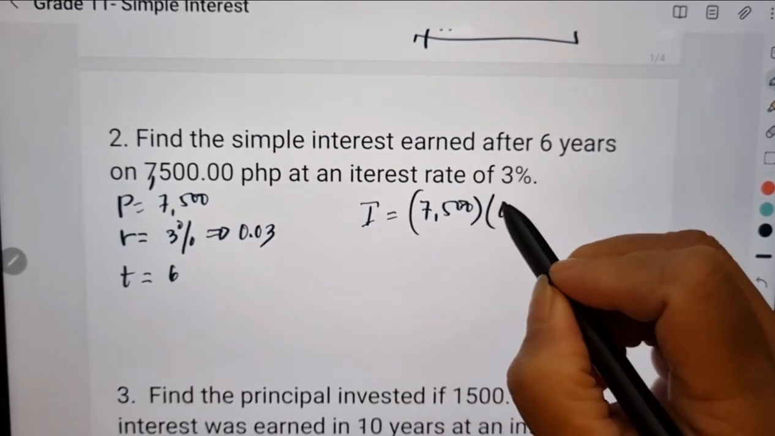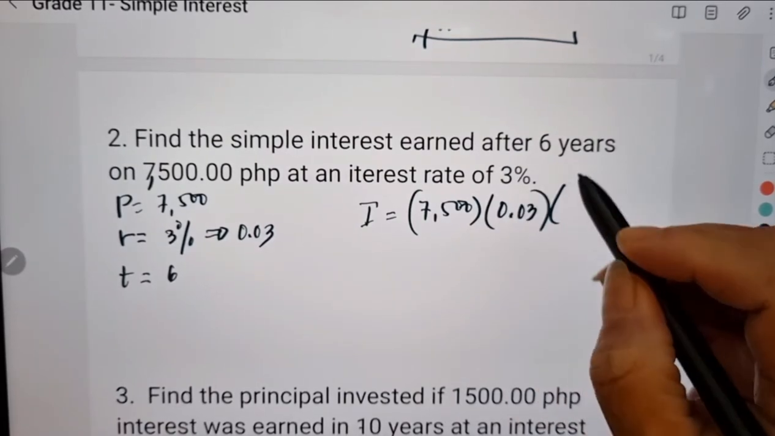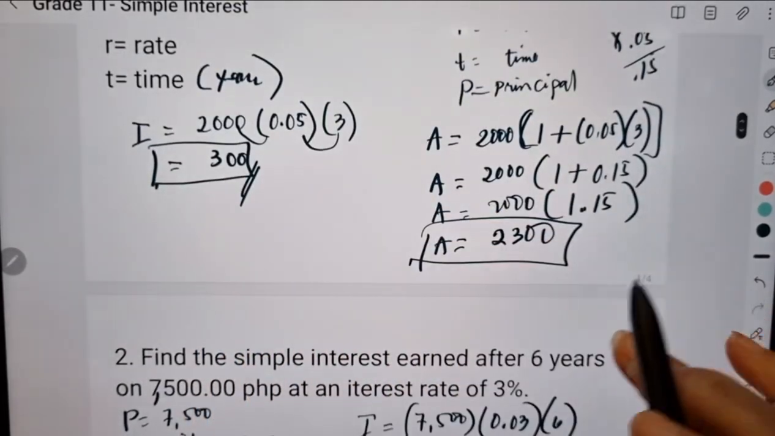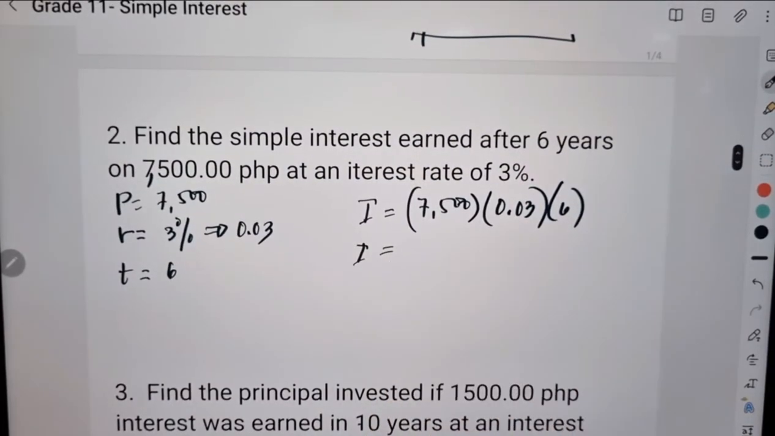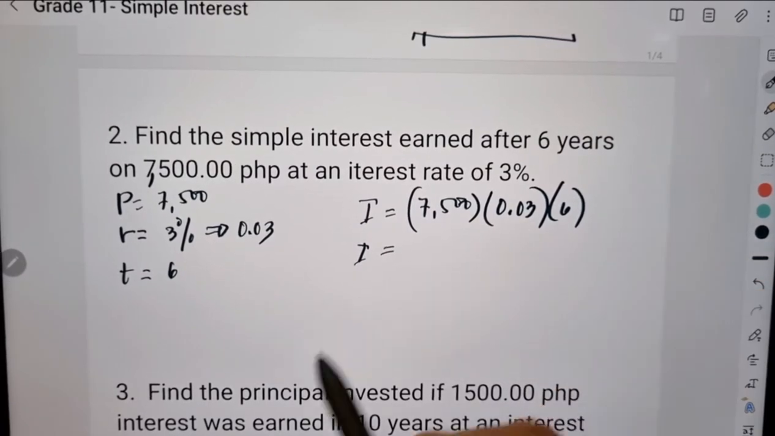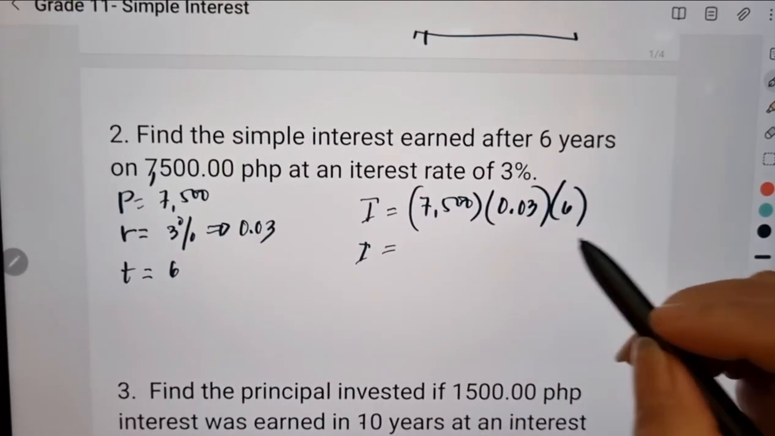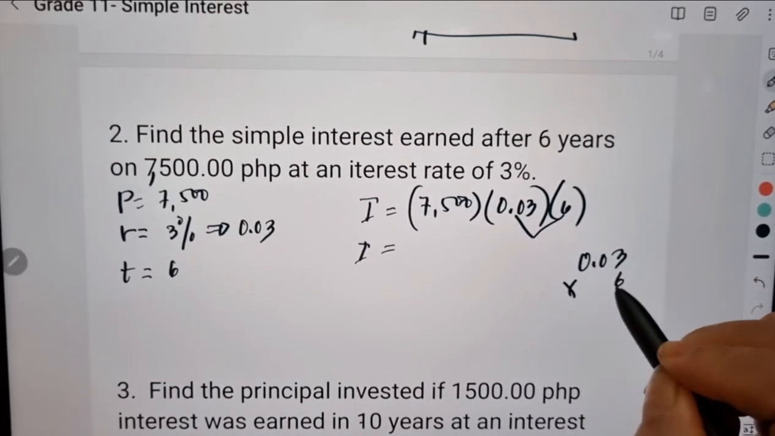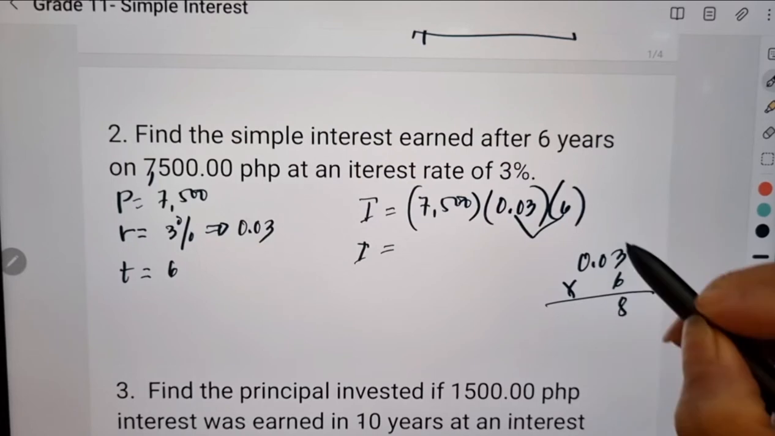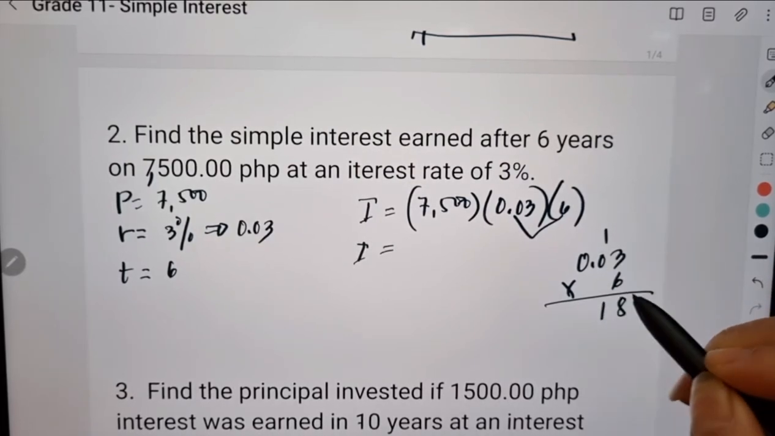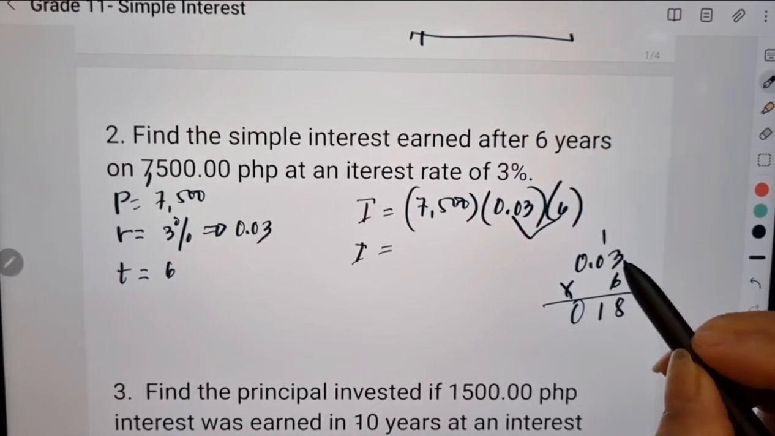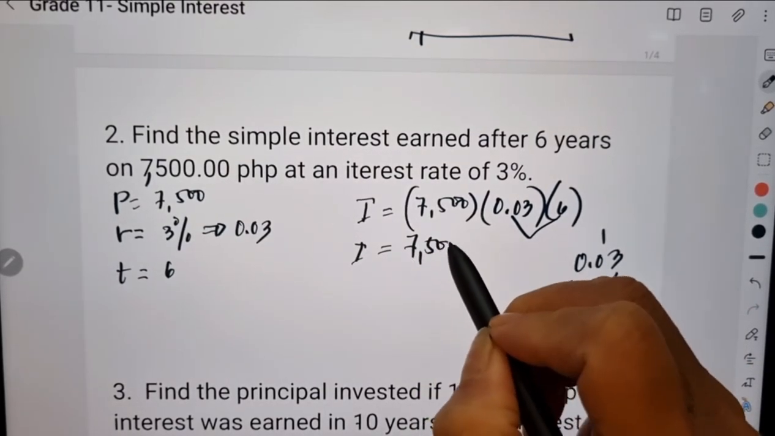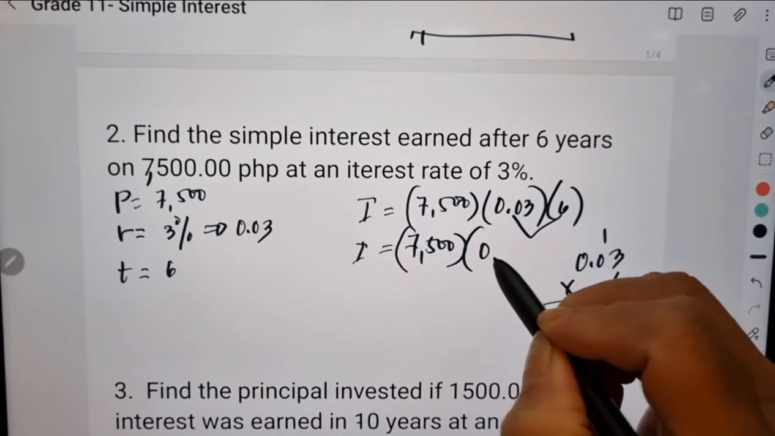Okay, so apply lang natin, interest is equal to principal 7,500 times yung rate natin na 0.03 at yung years natin na 6 years. So, ganun lang, multiply lang yung tatlo. Okay, so kung hindi kayo allowed na gumamit ng calculator, so isa-isahin nyo lang pag-multiply. So, mas maganda multiply muna natin ito. 0.03 times 6. 6 times 3, 18, so this is now 0.18, 2 decimal places, ayan. So, mayroon tayong 7,500 times 0.18.